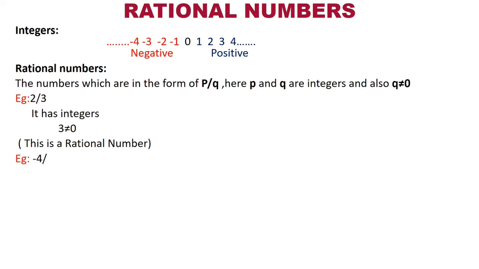Let me give another example. Minus 4 by 0, it has integers, but q is equal to 0. So this is not a rational number.